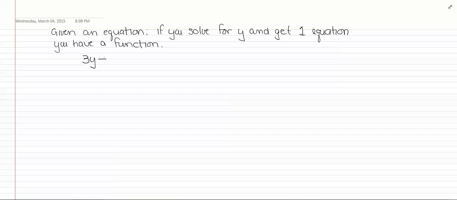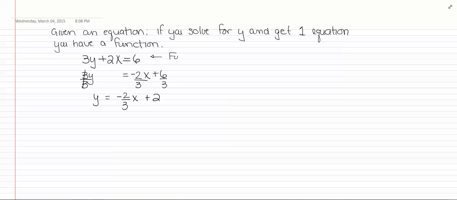I have 3y plus 2x equals 6, and I solve for y. I have 3y equals negative 2x plus 6. Divide off by 3. And I get y equals, and there's just one equation, negative 2/3 x plus 2. So this was a function.